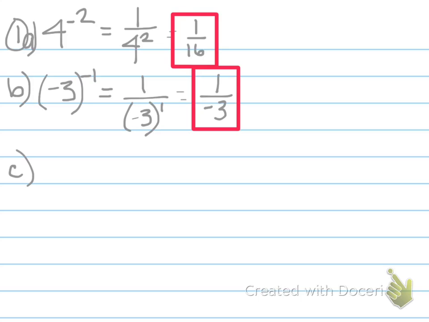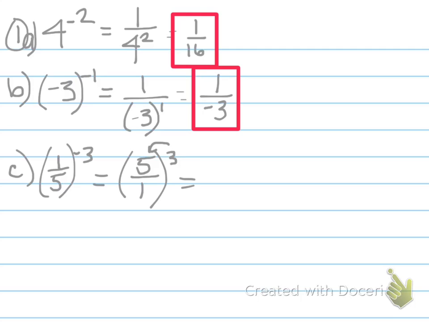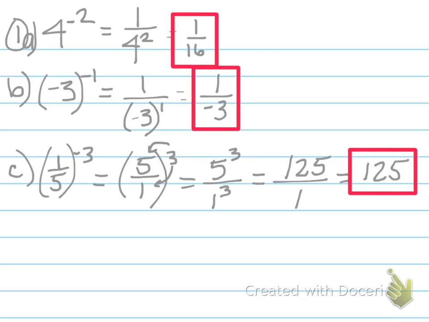C says 1 over 5 to the negative third power. So again, negative exponent tells me to flip my fraction. This is going to be 5 over 1 to the third. Now I have the quotient of a power, or power of a quotient property rather. My exponent goes to both numerator and denominator, so 5 to the third over 1 to the third. 5 to the third is 125. 1 to the third is 1, and 125 over 1 is just 125. And there is C.